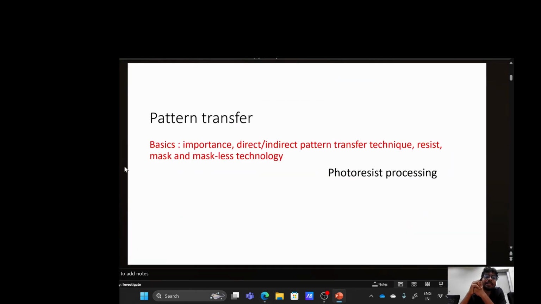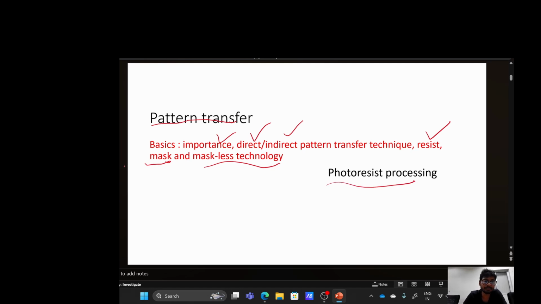So now we will see the pattern transfer, how we can do that, and the importance of pattern transfer. There are some direct methods of transferring the pattern, indirect methods, what a resist is that is used for pattern transfer, what a mask is, and some maskless lithography that comes under direct writing tools, and also in indirect writing as well. So there are some maskless technologies. Okay, and first we will see the photoresist processing.